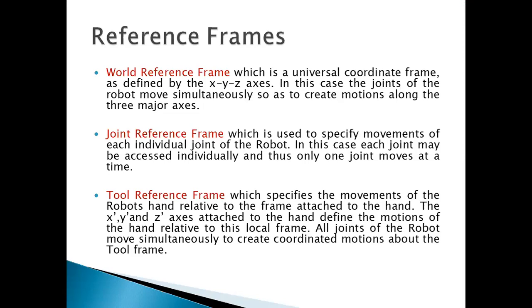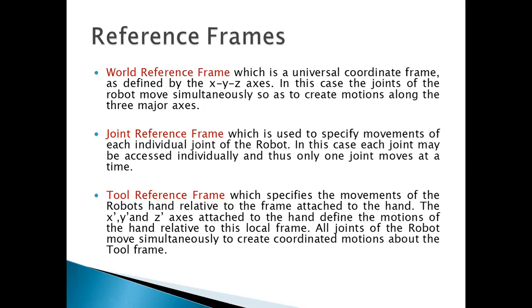Last is the tool reference frame. Tool reference frame specifies the movement of the robot hand relative to the frame attached to the hand. The X dash, Y dash, and Z dash axes attached to the hand define the motions of the hand relative to its local frame or reference frame, or the world reference frame. So all joints of the robot move simultaneously to create coordinated motions about the tool frame. We will discuss this in the next few sessions.